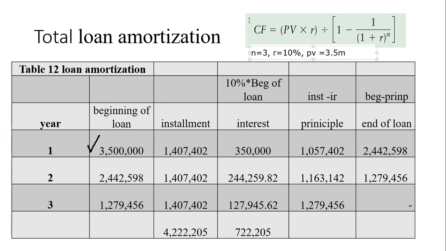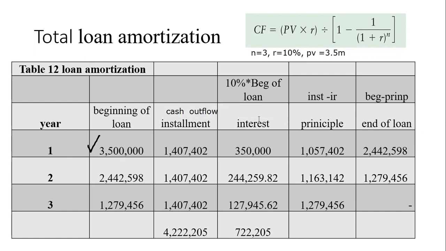When we substitute, you will find the installment. This is what we call the amount of cash I have to pay, the cash outflow. So 1,407,000 and so on. These are the total amount of the installment.